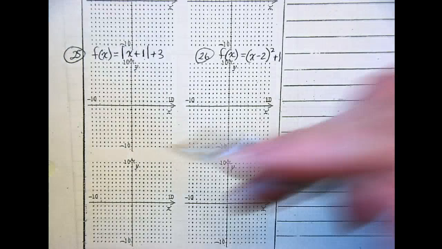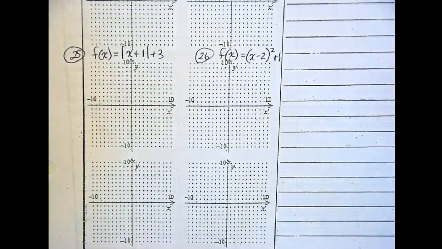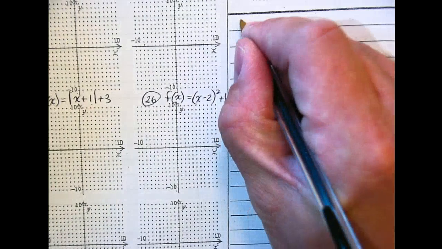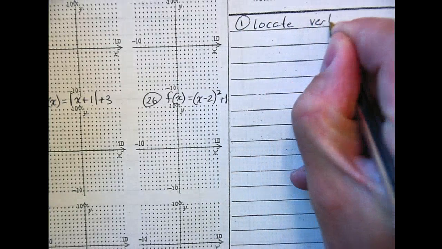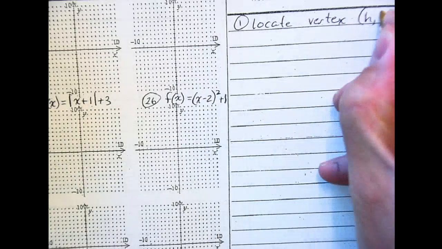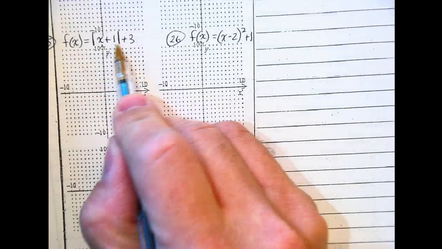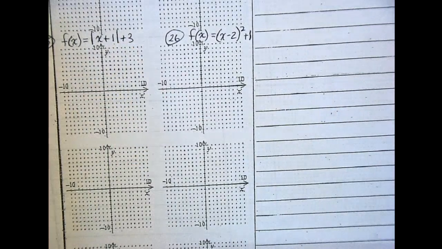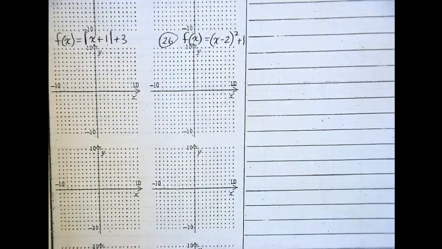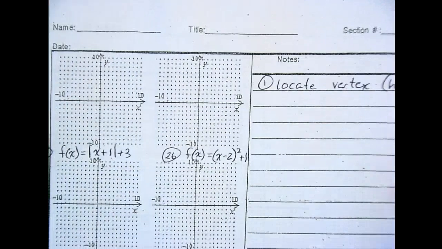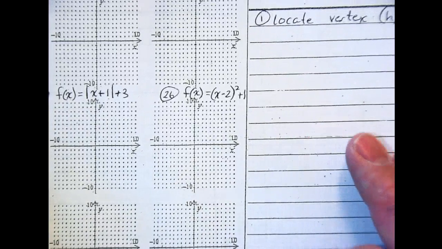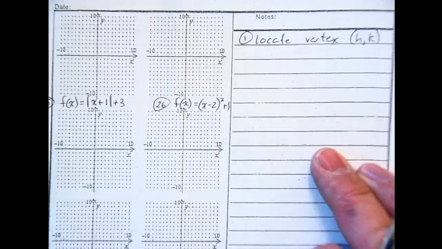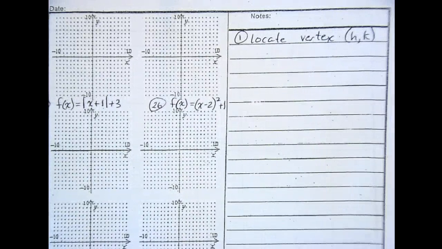So the first step in graphing these, if you need to write down steps, is to locate the vertex. For those of you that need steps to follow, step 1, locate vertex. You should know that by using the HK. So looking at number 25, tell your neighbor what H is and what K is. Come up with an ordered pair for your vertex.